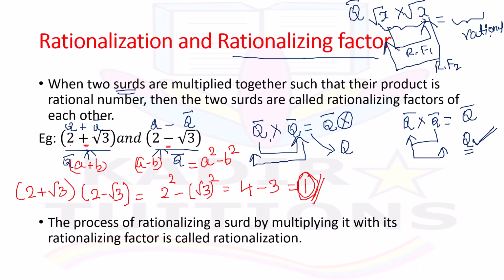Then what do we need to conclude? 2 plus root 3 is a rationalizing factor for 2 minus root 3, and 2 minus root 3 is the rationalizing factor for 2 plus root 3. The process in which we multiply irrational numbers and get a rational number is known as rationalization.